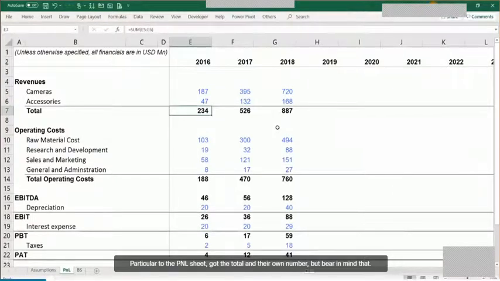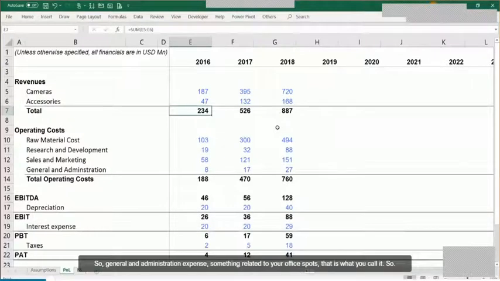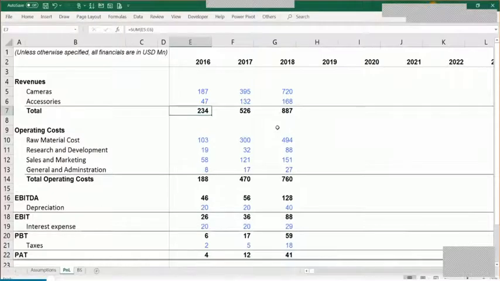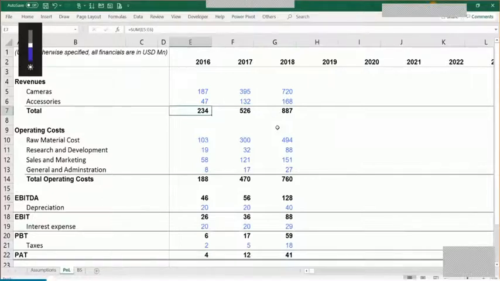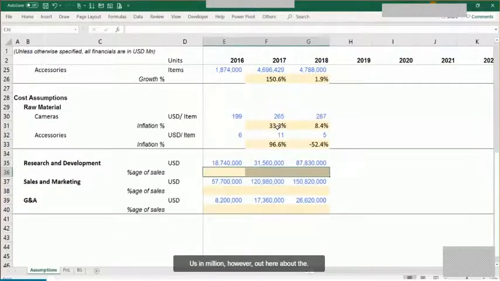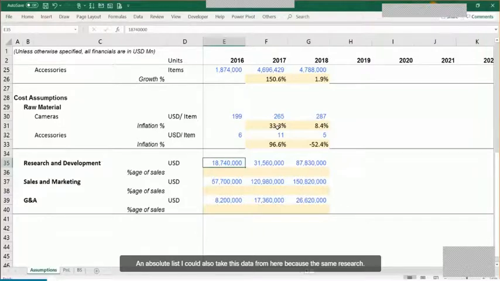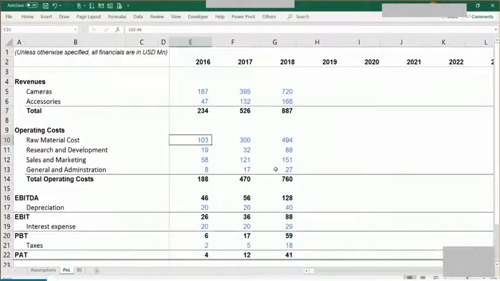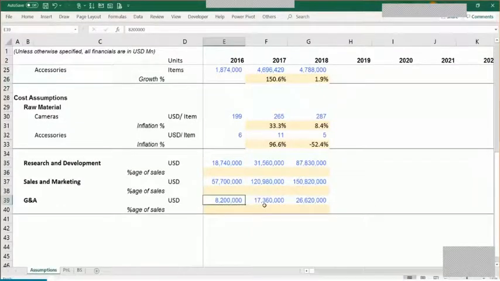But bear in mind that there is a disconnect in terms of unit. So Vishakhi, G&A is general and administration expenses, something related to your office cost. That is what we call G&A. So what you have over here in the P&L is the revenue in the row number 7 is given in USD million. However, out here, I've got the research and development expenses as an absolute USD. I could also pick this data from here because the same research and development expenses are mentioned here, also the sales and marketing and the G&A expenses. All of these values have been given in the P&L also.